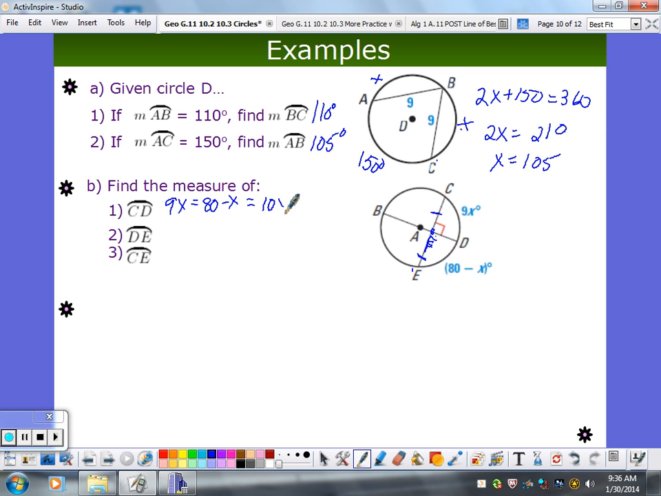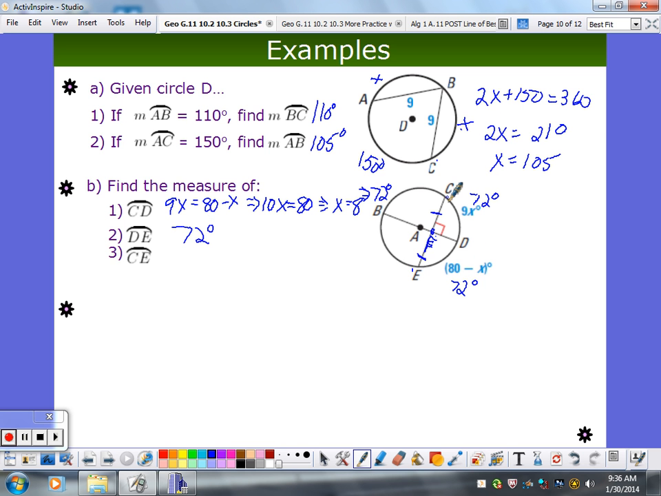Okay, so what am I getting? 10x equals 80. So x equals 8. So now I can plug that in, right? Because they want me to find CD. So what's 9 times 8? 72 degrees. So this one is 72 degrees. This one's 72 degrees. What's this one? What's 80 minus 8? 72 degrees. Good. All right, DE. So DE is also going to be 72 degrees.